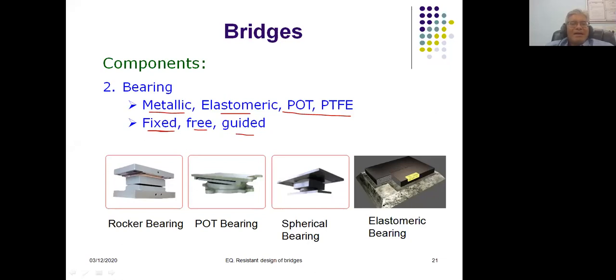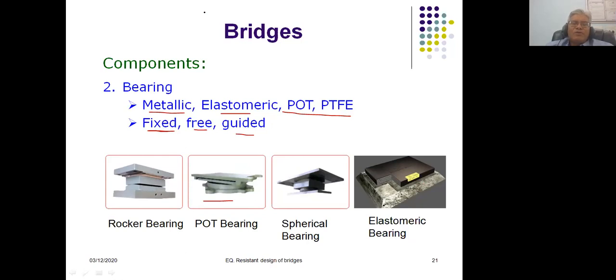So these are the pictures of some of the bearings which are widely used. So this is a pot fixed bearing. Spherical bearings are also used. Elastomeric bearings are also there. The neoprene rubbers are sandwiched between the steel plates. And these kinds of bearings were also used in the majority of bridges. These bearings provide flexibility and allow deformations to some extent. So based on what amount of deformation you are going to allow, you can choose the bearings.